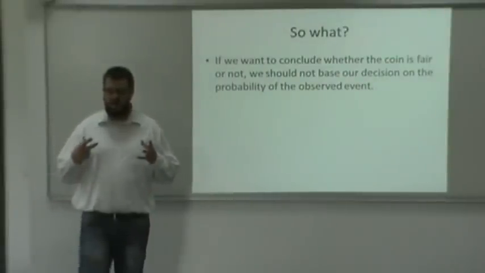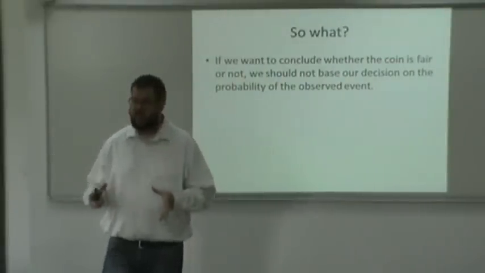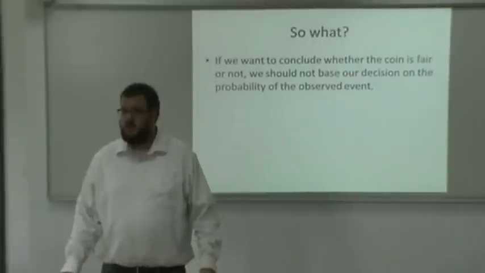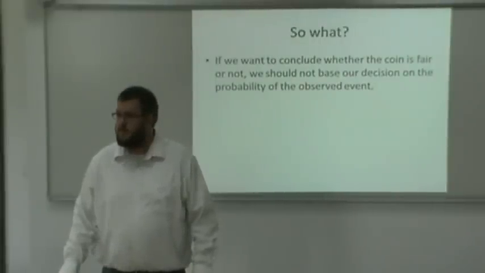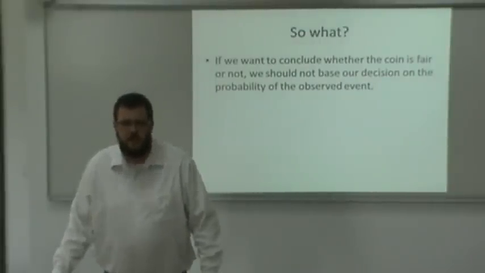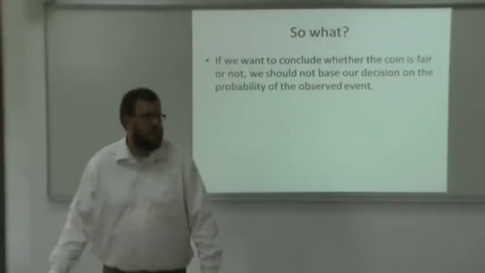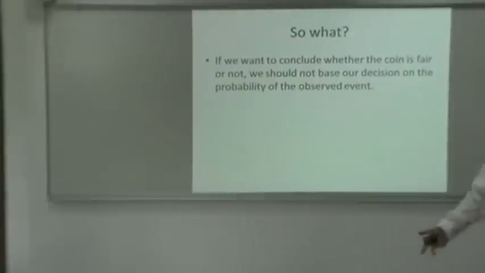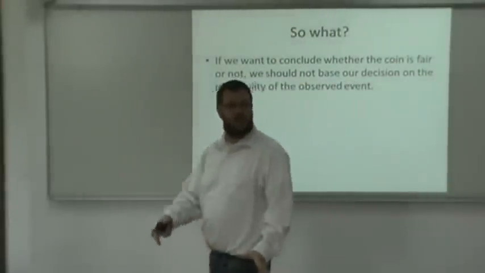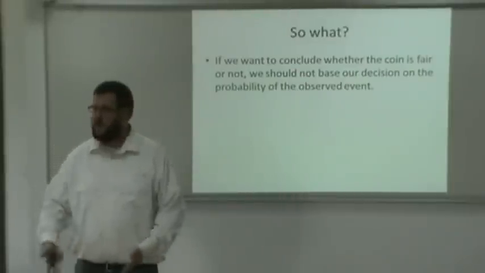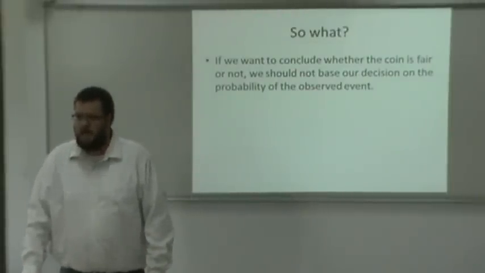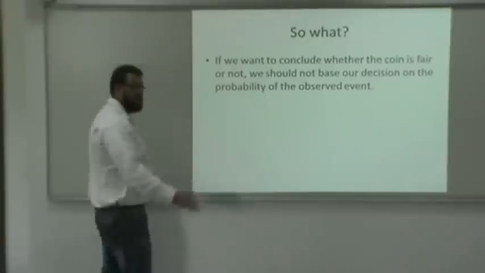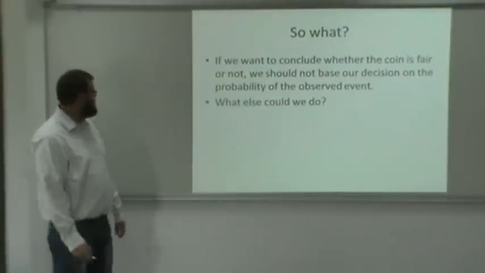So if we're not going to use the probability of an observed event to figure out whether the coin is fair or not, what else could we use? I already sort of gave away one potential answer. Well, we know the null hypothesis, right? We assume that the coin was fair, and from that we said that p heads for a fair coin is 0.5, and p tails is also 0.5, right?